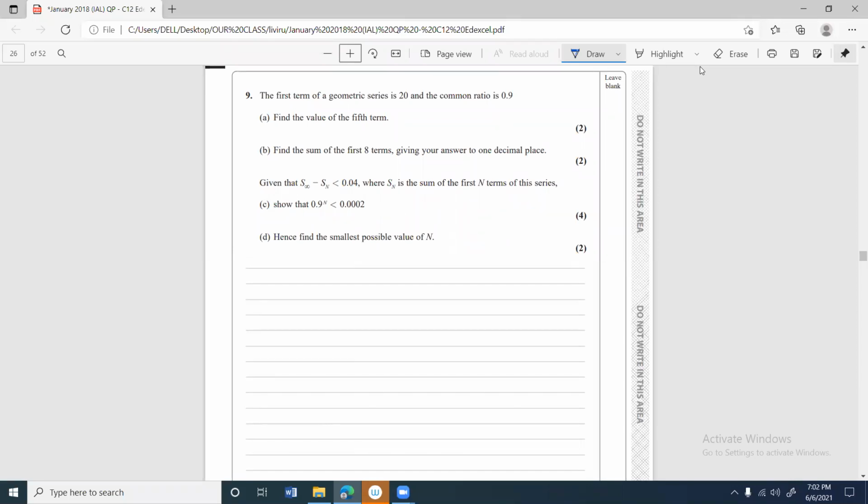The first term of a geometric series. Read this question clearly. The first term of the geometric series is 20, therefore a equals 20. So this is a. And the common ratio is 0.9. This is r. Find the value of the fifth term. In a geometric series, the nth term formula is a r to the power n minus 1. a is 20 times r, 0.9, to the power of the fifth term, 5 minus 1. So it turns out to be 20 times 0.9 to the power 4. How much does it turn out to be? 13.122. That's the answer for that.